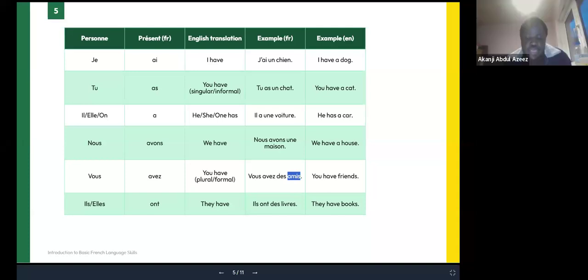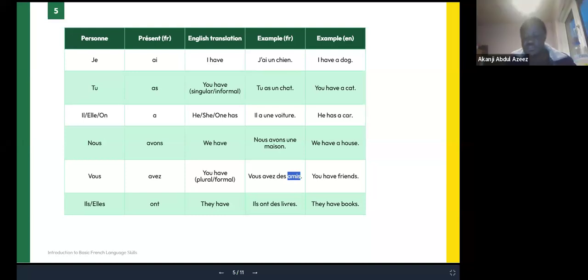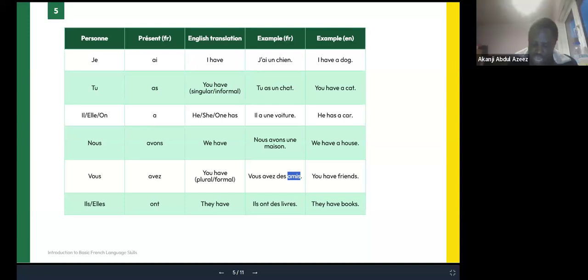If you say plural, we will add E-S. That's ami. For instance, let me give you an example now. If you want to say my friend, you meet somebody in your area and you want to say my friend, you say mon ami. Mon is spelled M-O-N. Ami is spelled A-M-I-E. Mon ami, my friend.